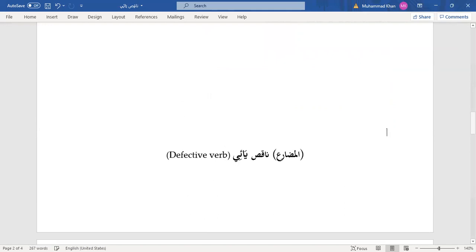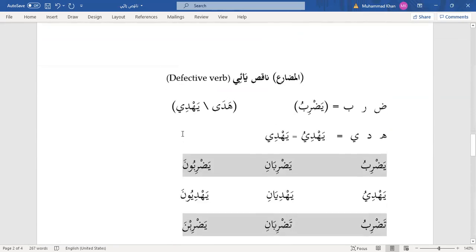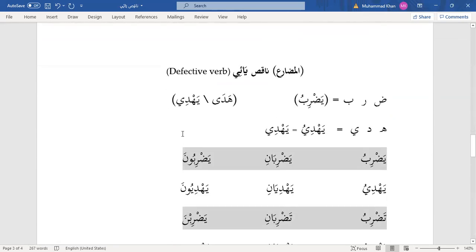All right, so I think, is it enough, or do you want to continue for Mudari as well? I think we should, because we have started.